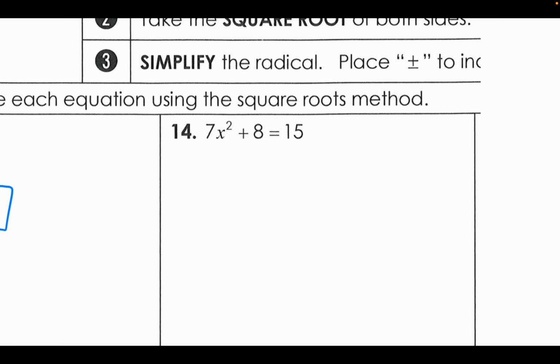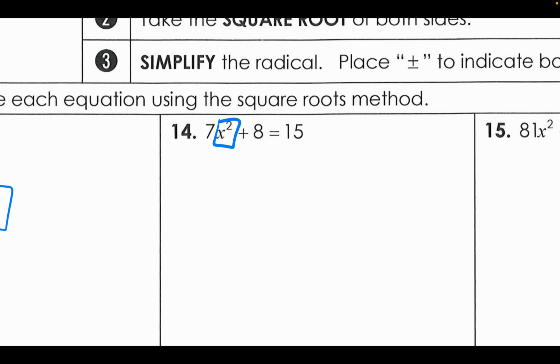Number 14, x is being squared, not the 7, but just the x is being squared. And so we have to get rid of the 8 and the 7. We get rid of the 8 first by subtracting 8, and we get 7x squared equals 7. Then we divide by 7 on both sides and we get x squared equals 1. Now our square term is by itself, and now we can square root both sides to undo the square. Doing this gives us x equals positive and negative 1, because the square root of 1 is 1.